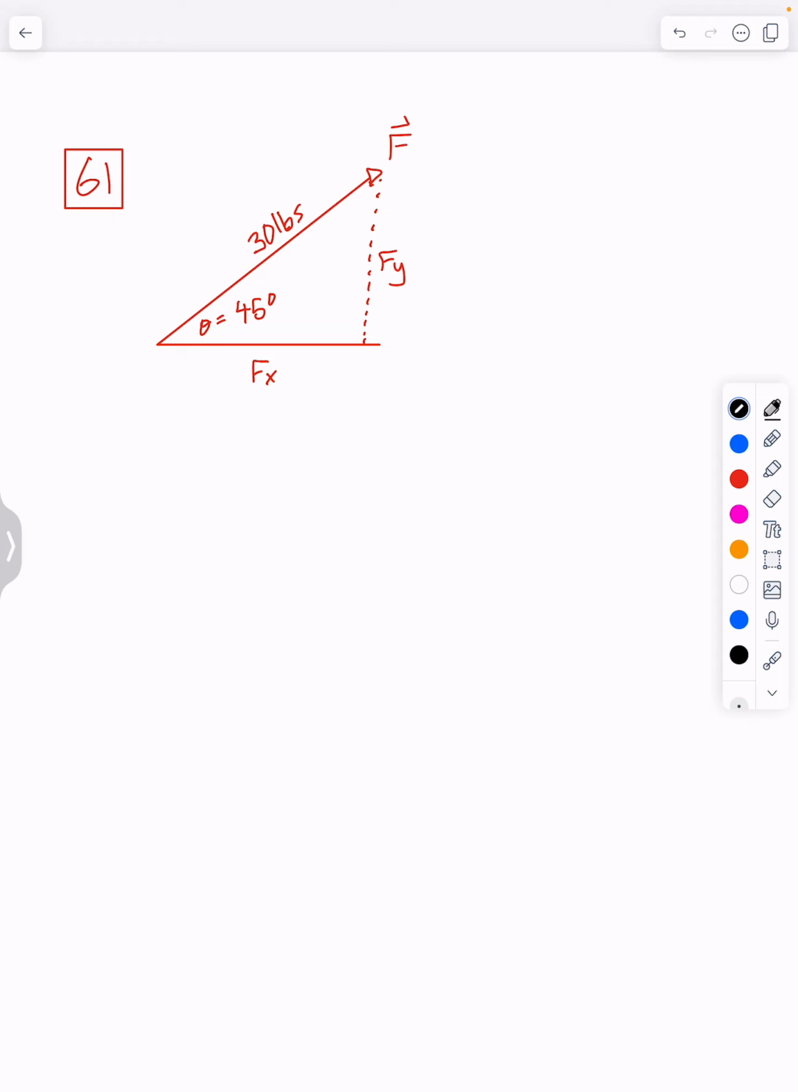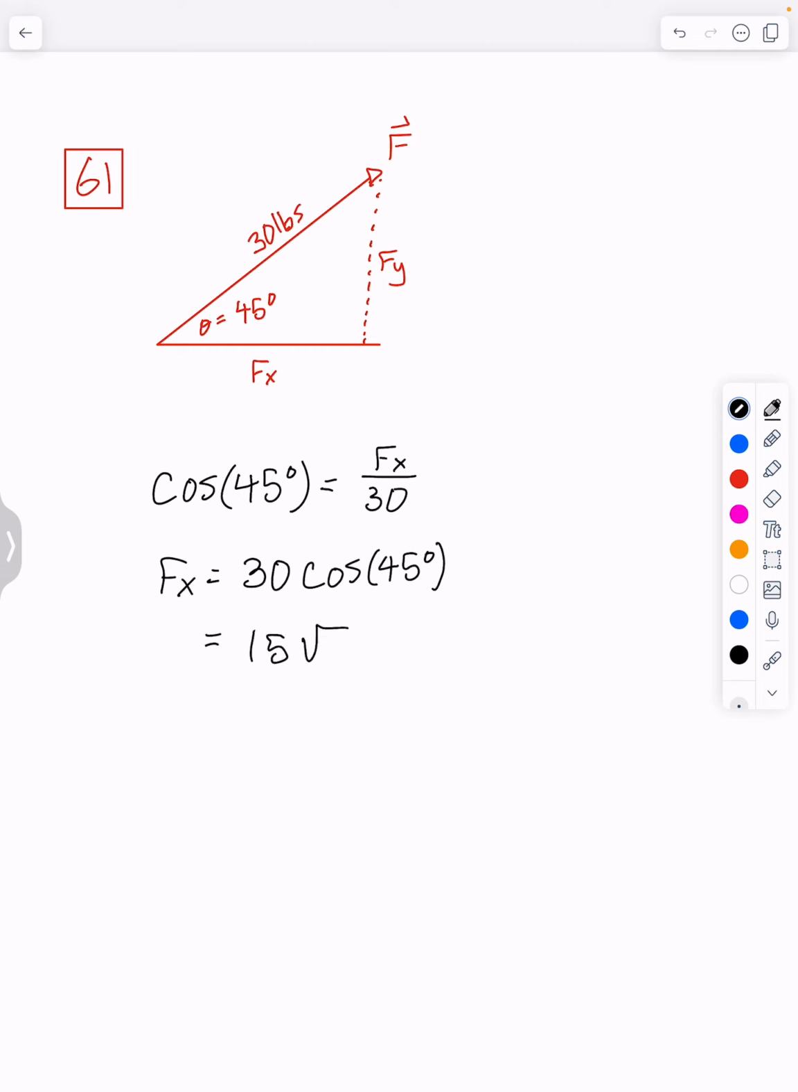First thing here, they're wanting us to find fx, fy. This is just using trig. Given that angle, I can do cosine of 45 degrees, and that's going to be equal to, remember, cosine is adjacent over hypotenuse, so it's fx over 30. So if I multiply both sides by 30, I get fx to be 30 cosine of 45 degrees. You can use your calculator if you need to for that trig. This actually gets me 15 radical 2, because cosine of 45 is radical 2 over 2, and then the 30 and 2 make 15.